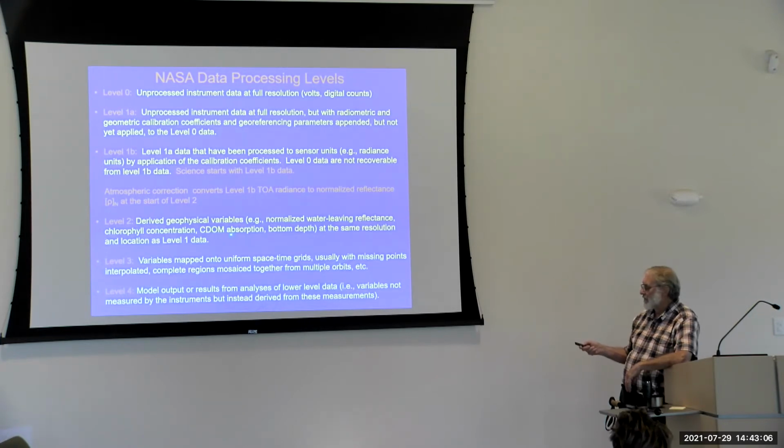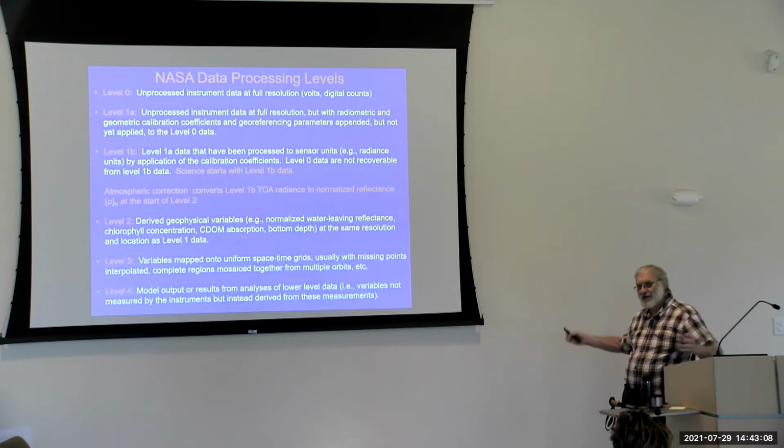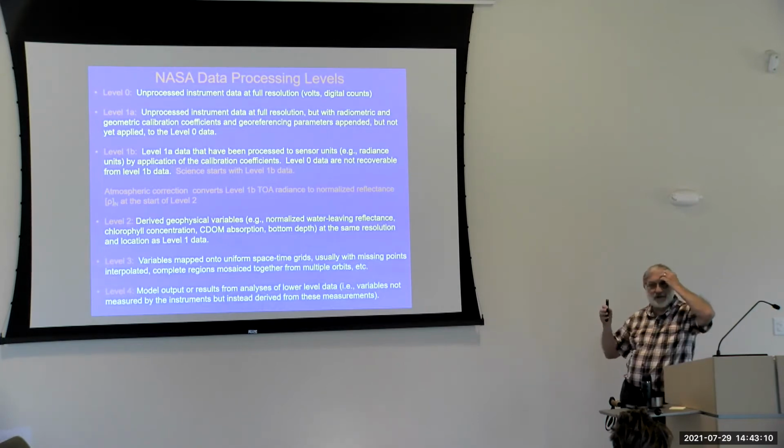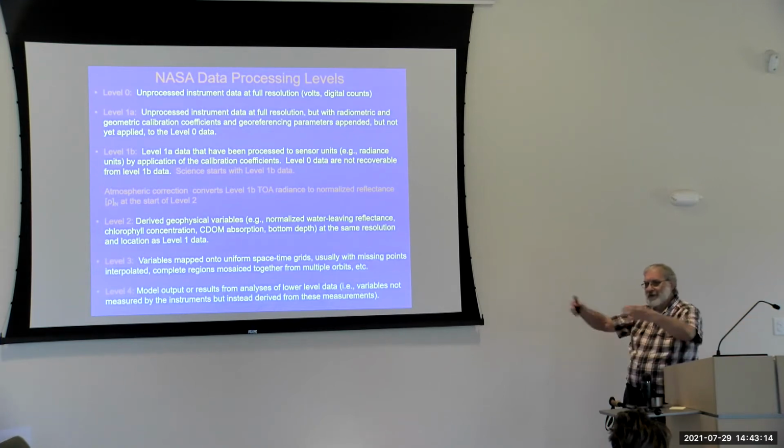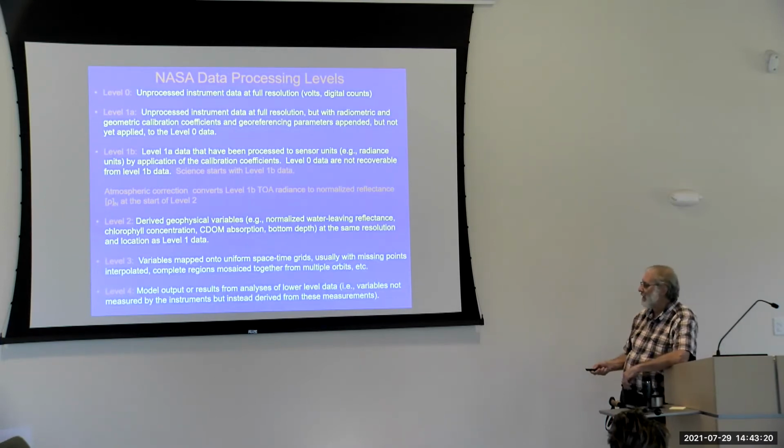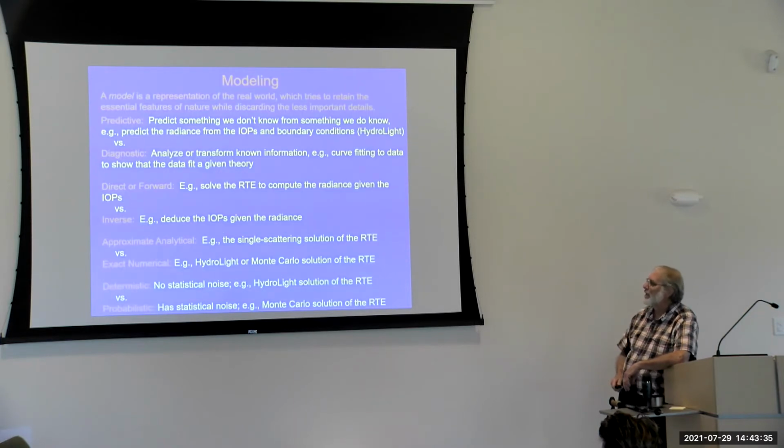and CDOM absorption and so forth, and use that as input to a biogeochemical general circulation model, and then you put out some prediction of here's what's going on in the ocean because of climate change or the hurricane or whatever, then that's not variables measured by the instrument, but it's things derived from those variables. So that's the kind of highest level modeling. So you'll see those terms around.